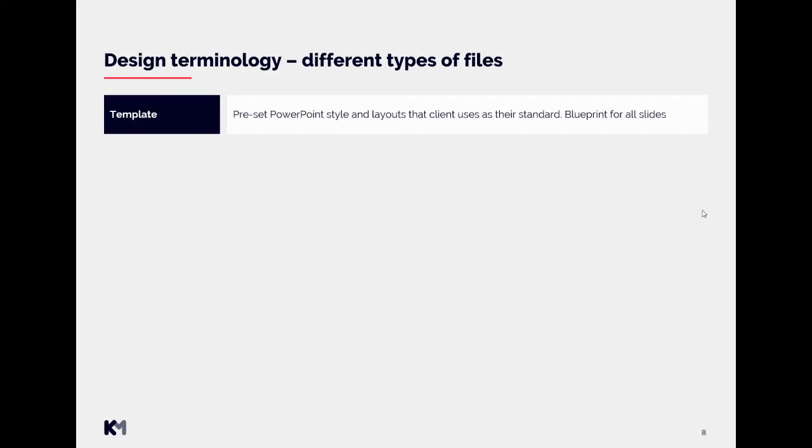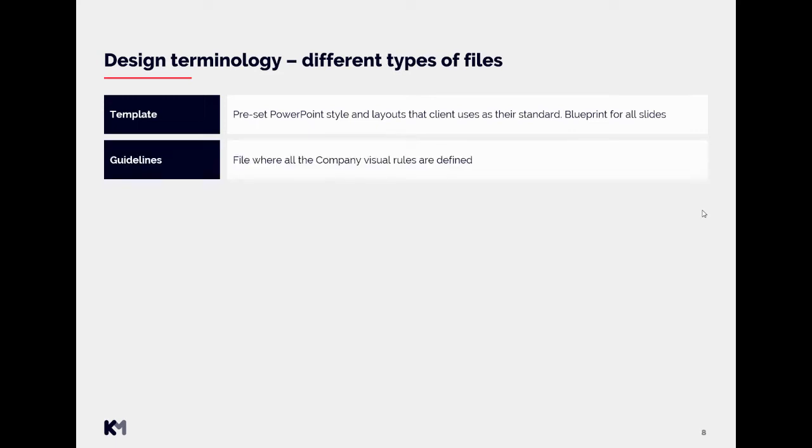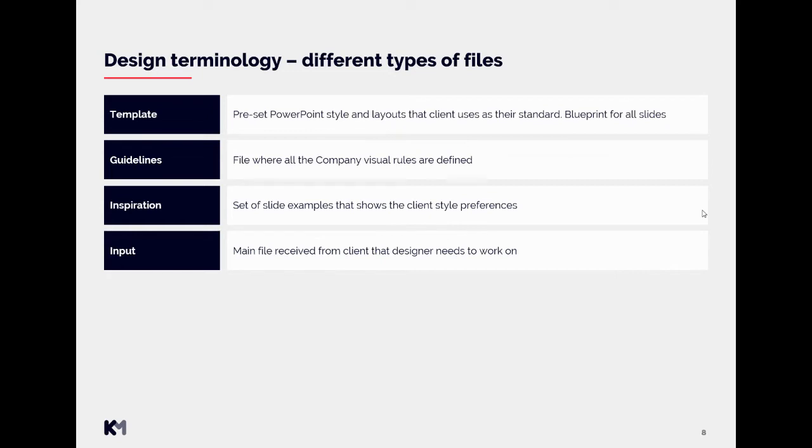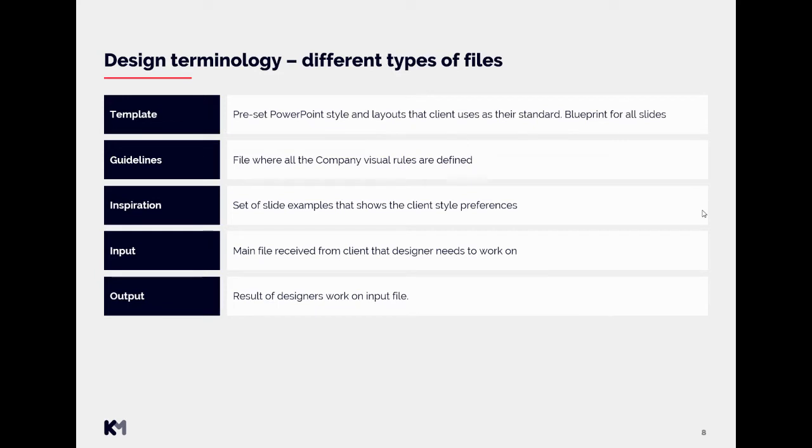And now let's take a look at terminology connected to different types of files. First, we have template. Template is a preset PowerPoint style and layout that client uses as their standard, so it's kind of a blueprint for all slides. Then we have guidelines. It's file where all the company visual rules are defined. Inspiration is a set of slide examples that shows the client style preferences. Input is the main file received from the client that designer needs to work on. And output is result of the designer's work on input file.